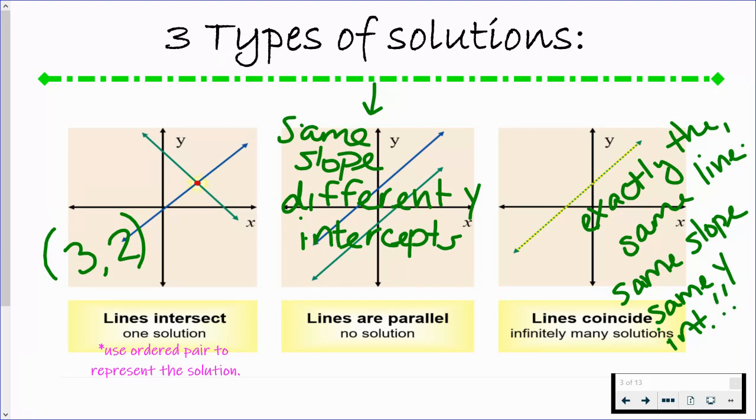So there are just a couple of little tips for you on identifying the 3 types of solutions. If they intersect, there's one solution. There's one point that they will meet at. If the lines are parallel, no solution. They are never, ever going to cross. And finally, we have infinitely many solutions, which is going to end up being the same exact equation. Okay? So let's get this show on the road and start off with our first example.